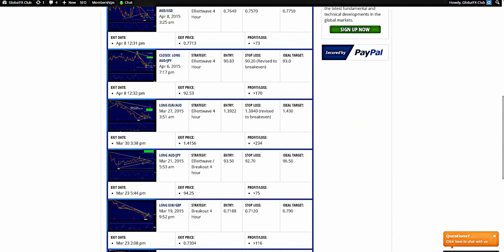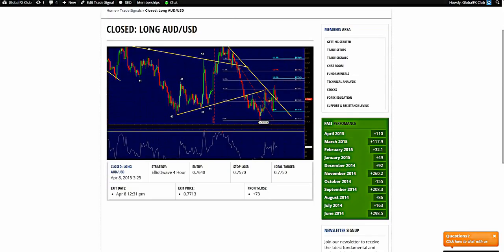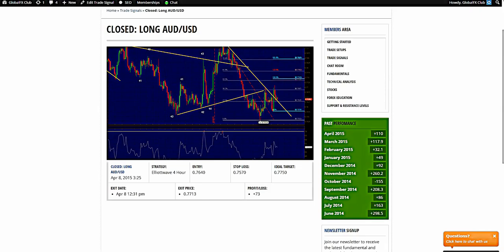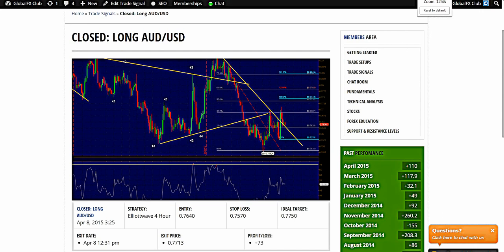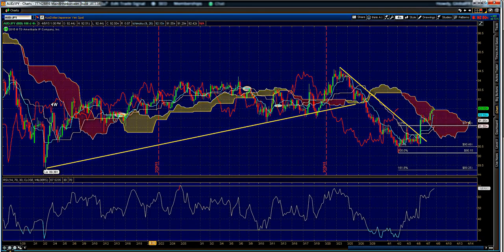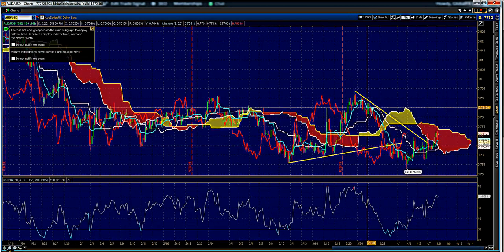Aussie dollar here. Entry was 76.40. We exited at 77.13. This was the setup. Sorry about that. This was a setup and a nice back test, breakout back test. We do like playing that. A lot of the times you will see that. Typically those are our setups.